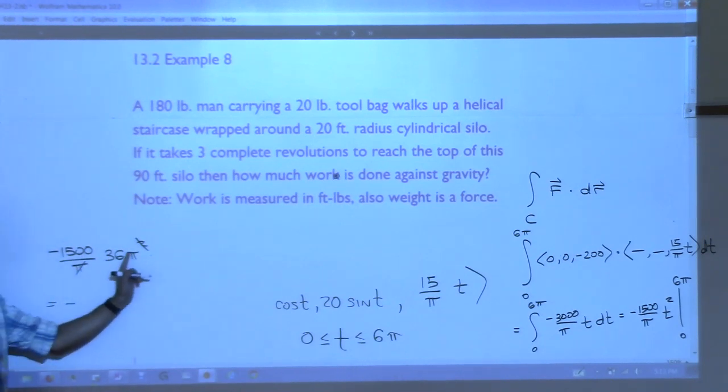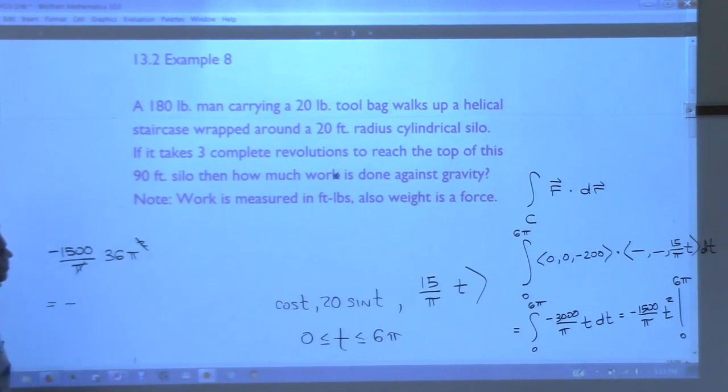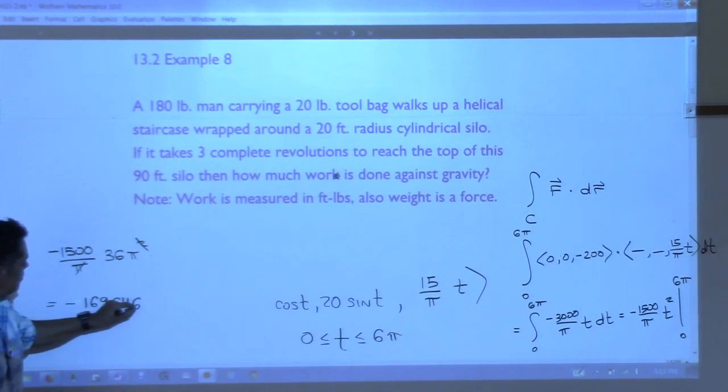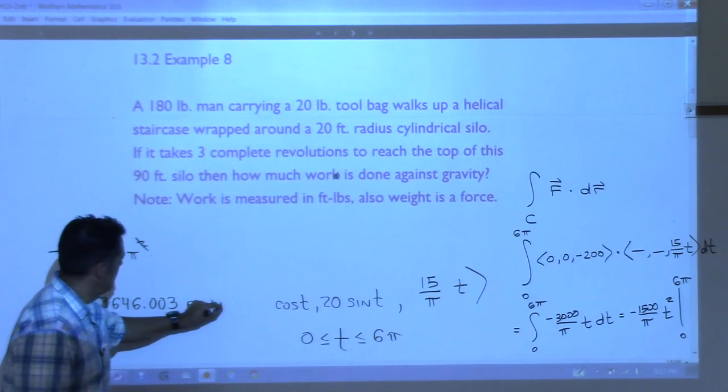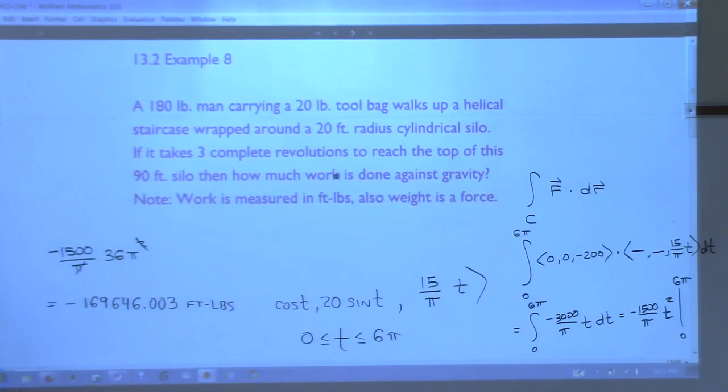1,500 times 36 times pi, do like an approximation, 3.14. And let's see what we get. It's going to be a big number. 169,646.003 foot-pounds. It's negative because you were going in the opposite direction of the force, right? The force was down, you went up, it's negative work.